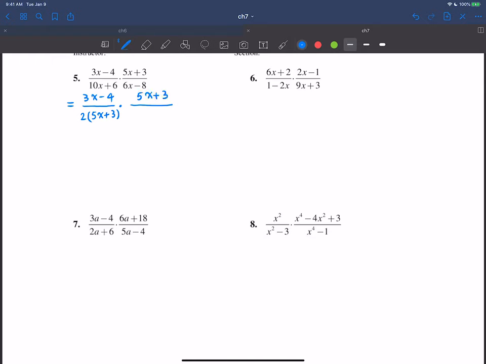The bottom one, 6x minus 8, they have a GCF of 2, so take out 2. Inside, we have 3x minus 4.